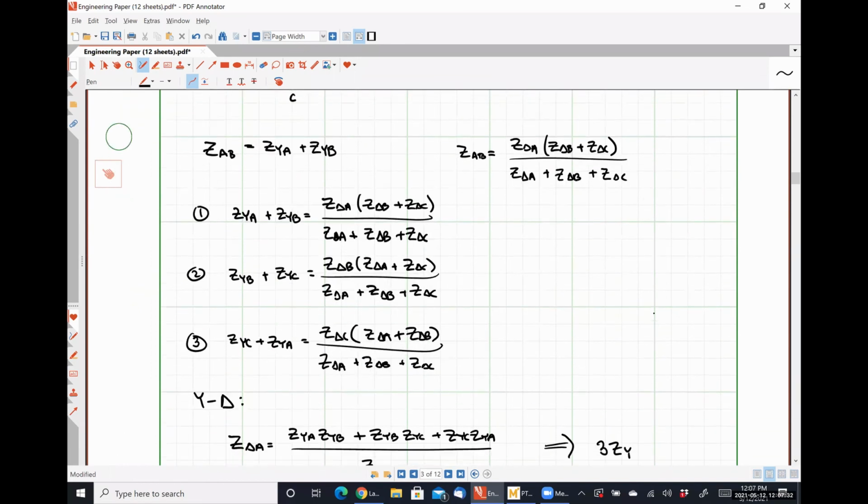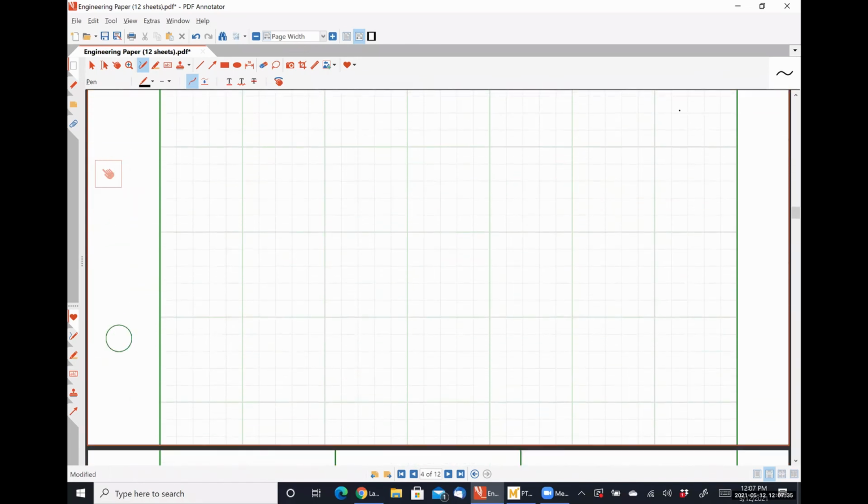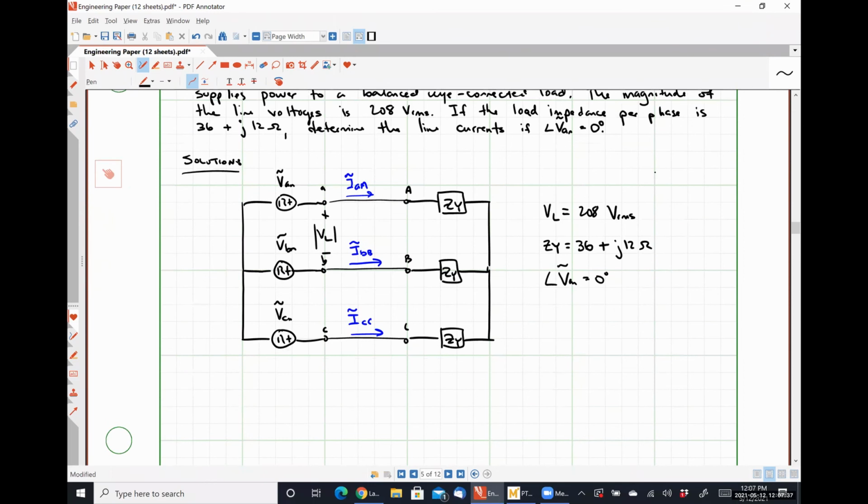So I can say that VP, my phase voltage magnitude, that does not look like a P at all. It looks like V with a terribly drawn beta, is simply VL over square root of 3, which for our case is going to be 120.089 volts RMS. Typically, we would just call that 120.